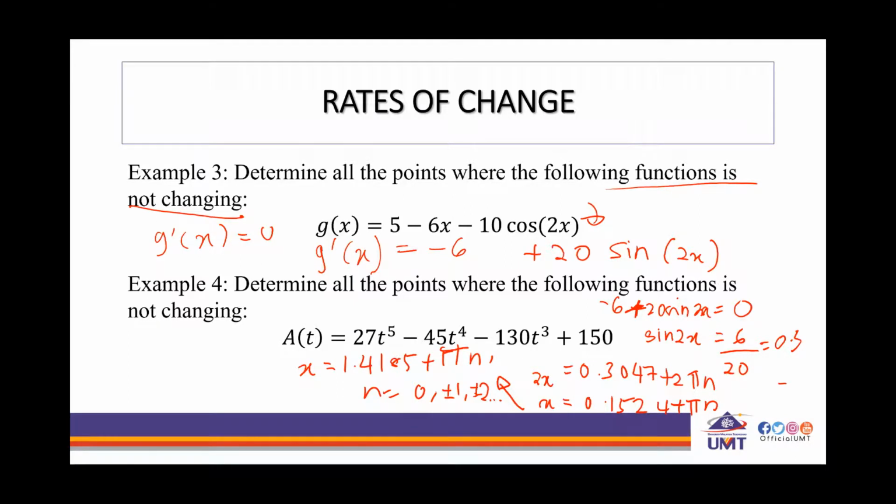Try lah kejap lagi. Tunggu dah habis saya tunjuk ni, nanti awak try pinjam telefon orang lain ke. Okay.